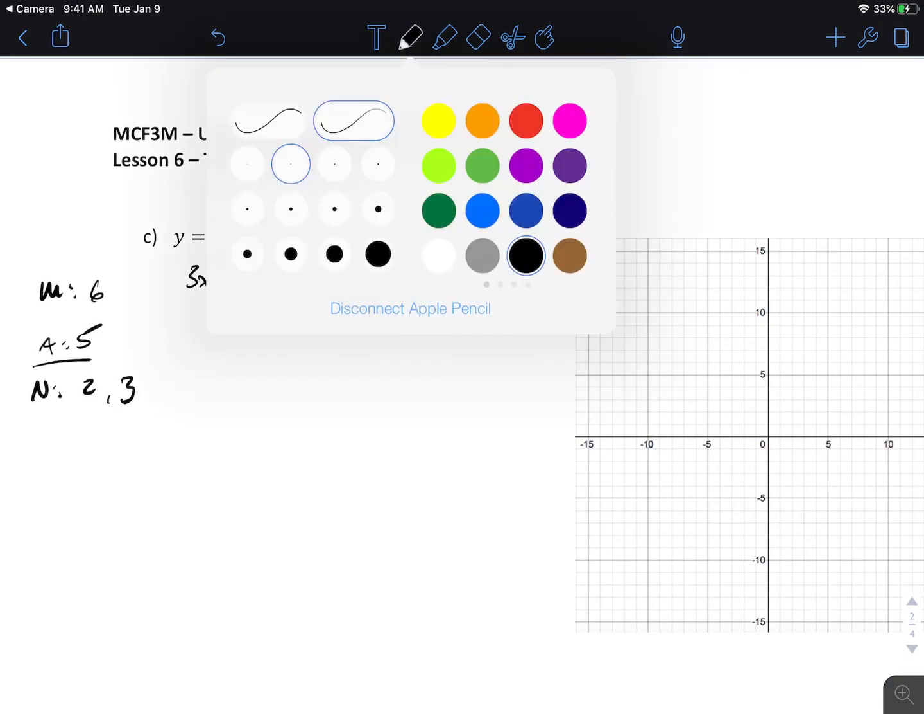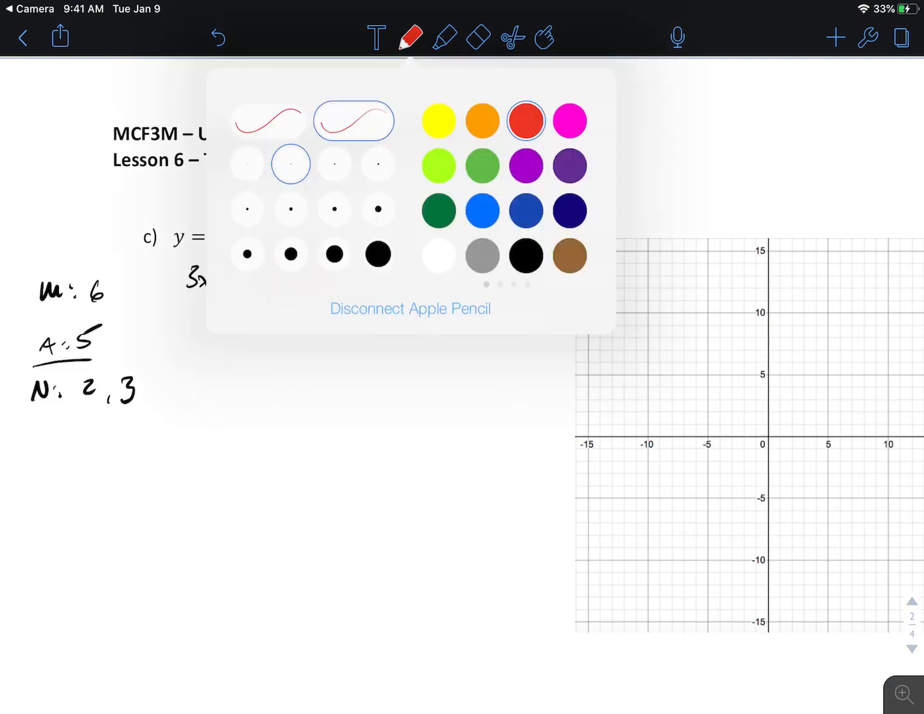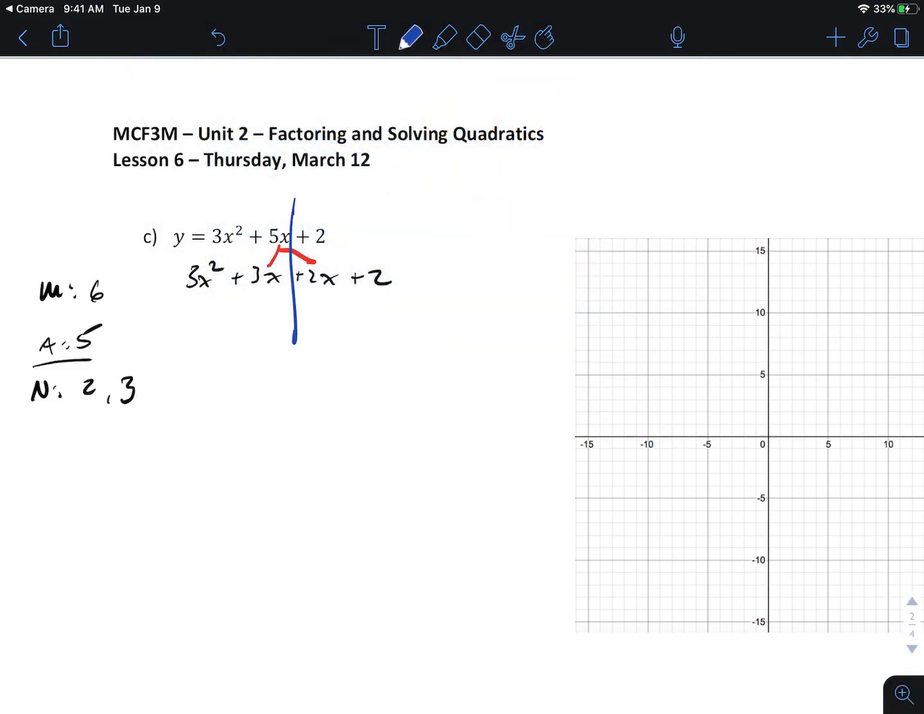Okay. 5x gets decomposed. That's why it's called decomposition. Into 3x plus 2x. And then you can split the trinomial down the middle, basically, and factor what's similar in the first two and factor what's similar in the second two.